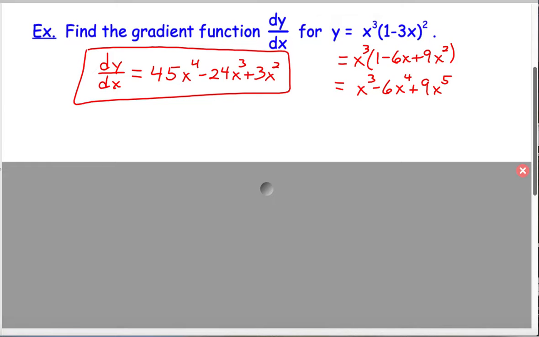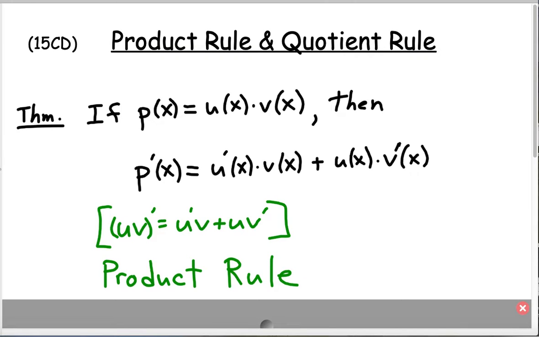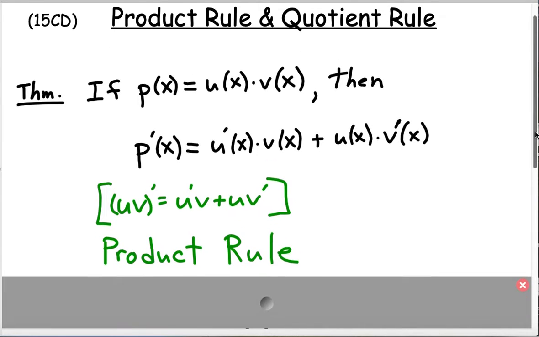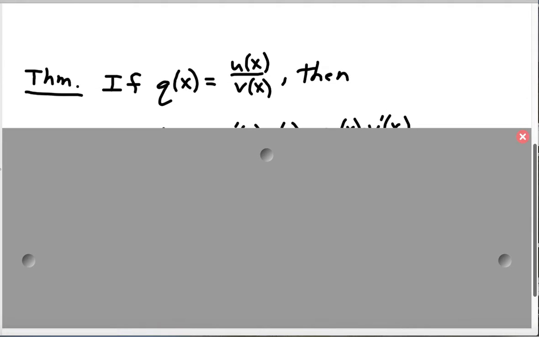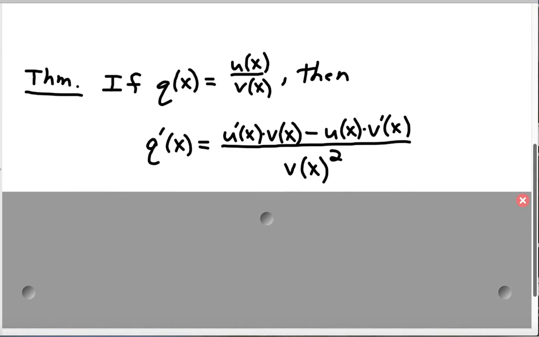Now the other useful rule is called the quotient rule. And so let's take a look at that. If we have a function q of x which is equal to u of x over v of x, and obviously v of x is not 0, then we get this, and we could actually derive this from the product rule if we like.